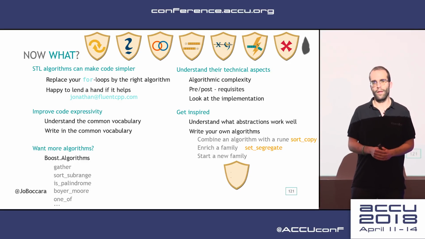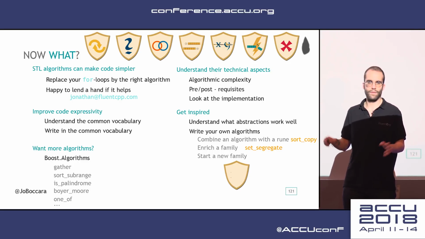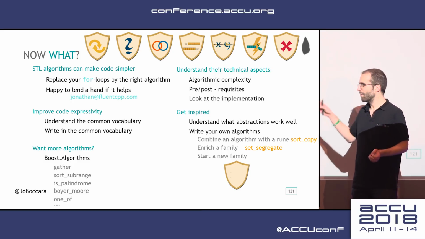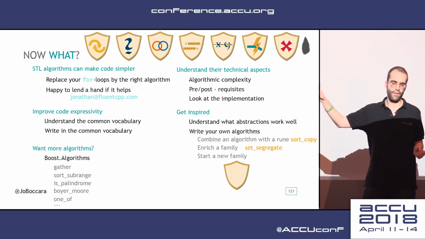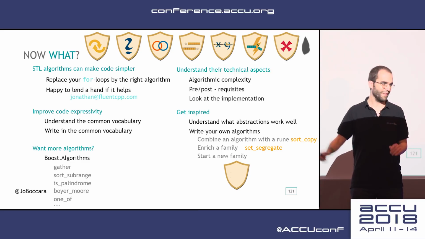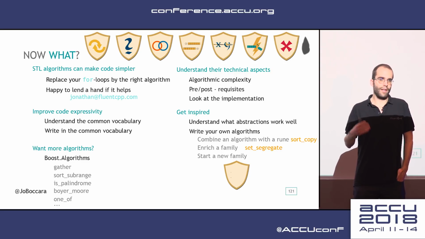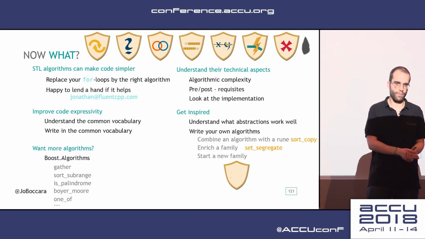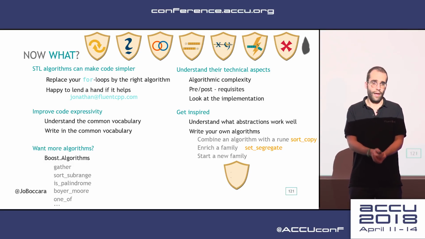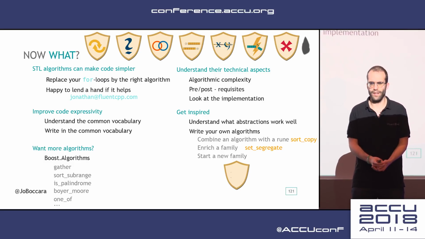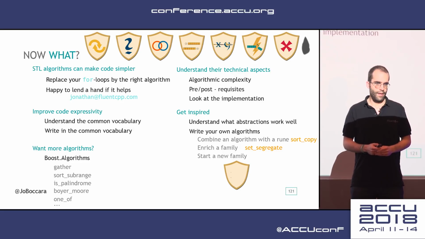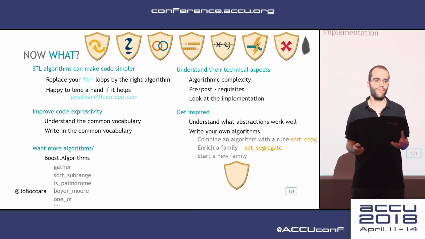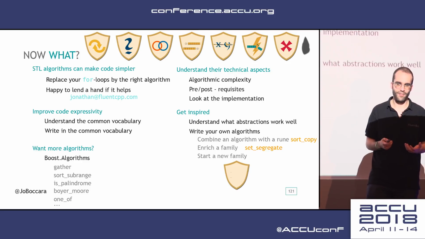If you like more than the STL, there are other algorithms living somewhere else, like in Boost, for example. They're scattered across the libraries of Boost. Most of them are in the Boost algorithms, but some of them are somewhere else in Boost. And I encourage you to actually go and look for their technical aspects, like algorithmic complexity, which we've briefly touched upon with set algorithms, prerequisites, postrequisites, and look at the implementation. It's really, really instructive. And once you've been familiar enough, get inspired, get a feeling for what good abstractions are to write for your own code.